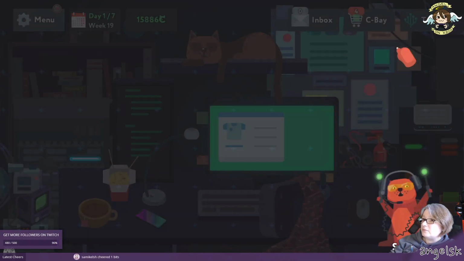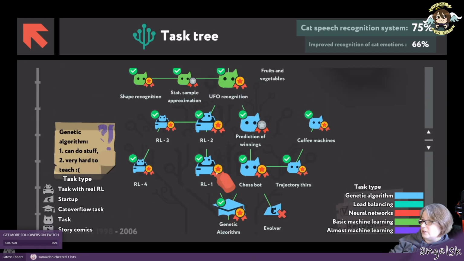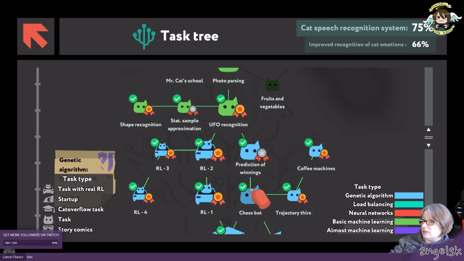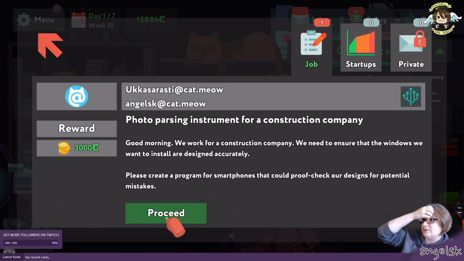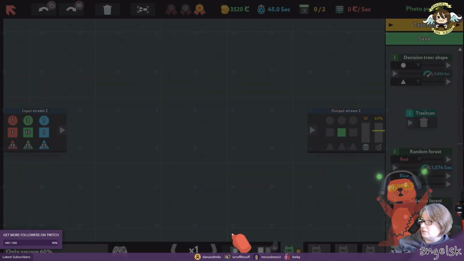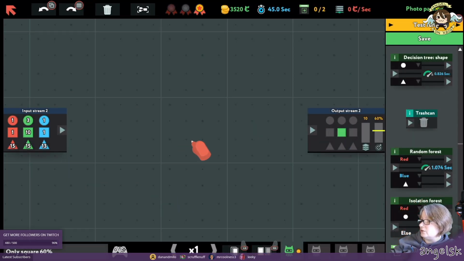Anyway, let's go back to the tree. I don't think it really cares about whether we pass those or not. And if it does, well then we'll just have to look at something later. Anyway, photo passing for a construction company. Windows proof check our design for potential mistakes. We can do that. They just want green squares.